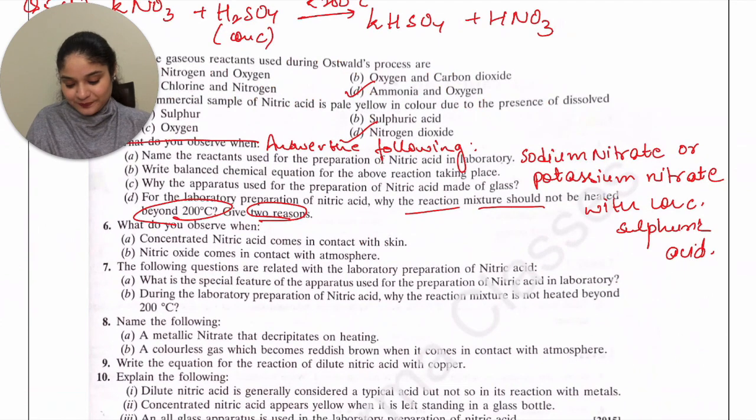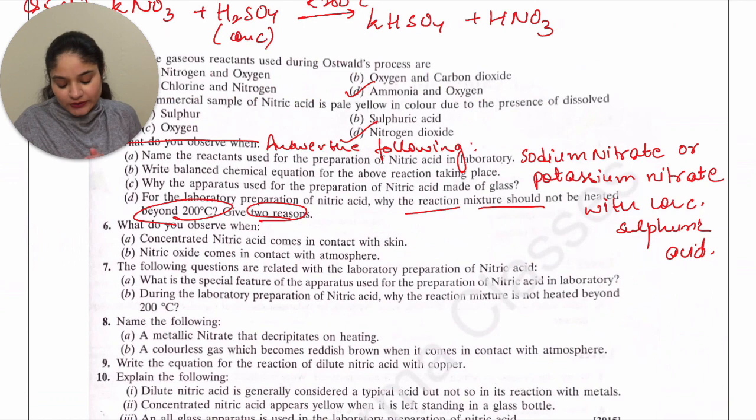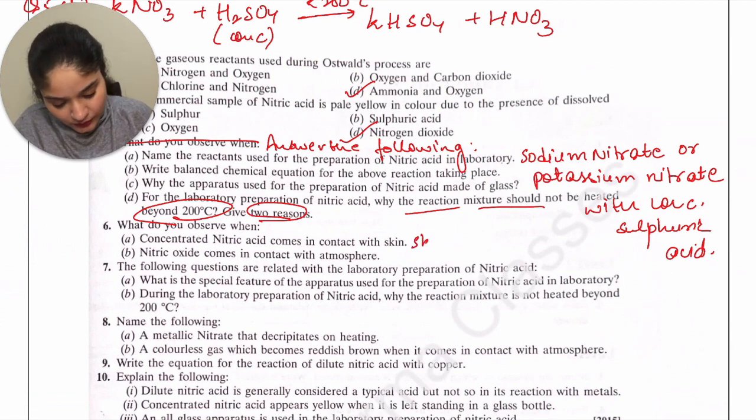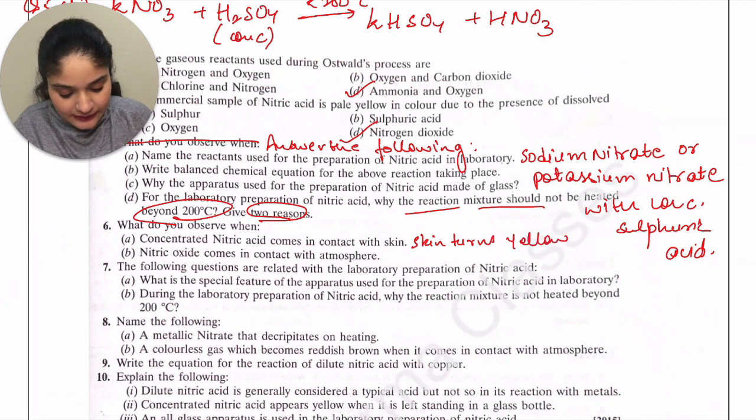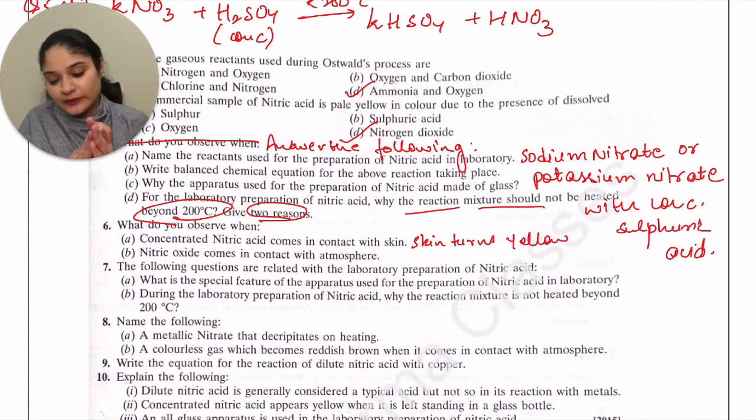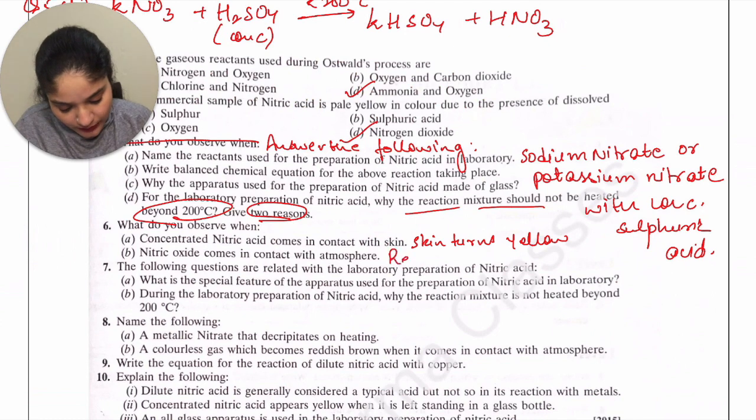Let's move on. What do you observe when concentrated nitric acid comes in contact with skin? When concentrated nitric acid comes in contact with our skin, it turns yellow in color. So I'm going to mention that skin turns yellow. Now, when nitric oxide comes in contact with the atmosphere, a reddish brown gas is evolved. So, reddish brown gas.